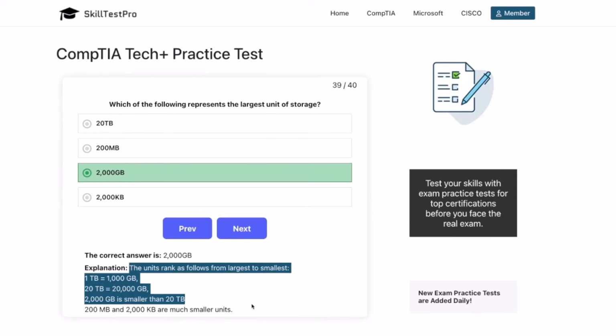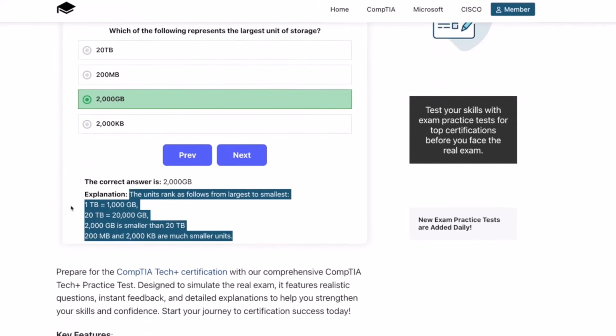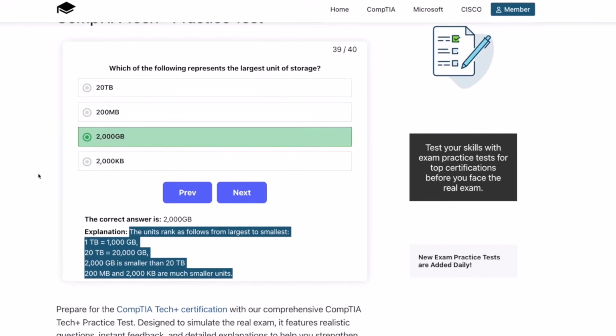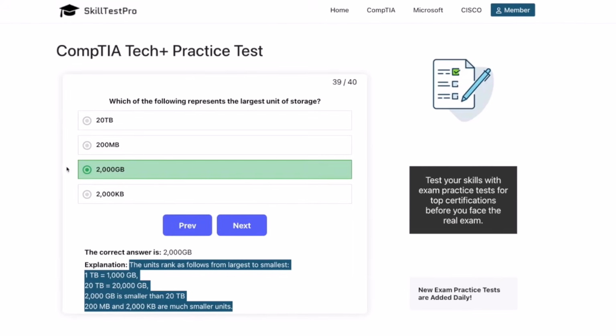Units ranking from largest to smallest, you'll see it here. 1 terabyte equals 1,000 gigabytes. 20 terabytes thus equals 20,000 gigabytes, which means that 2,000 gigabytes is smaller than 20 terabytes. And 200 megabytes and 2,000 kilobytes are much smaller units. So again, which of the following represents the largest unit of storage? It is not 2,000 gigabytes, it's 20 terabytes at the top.